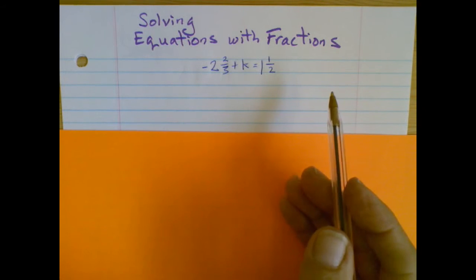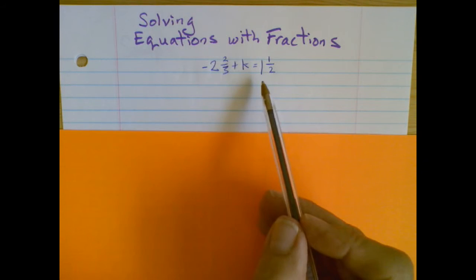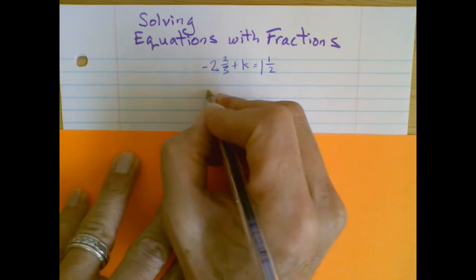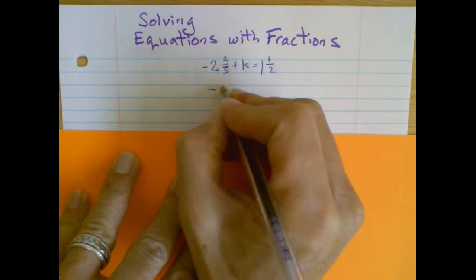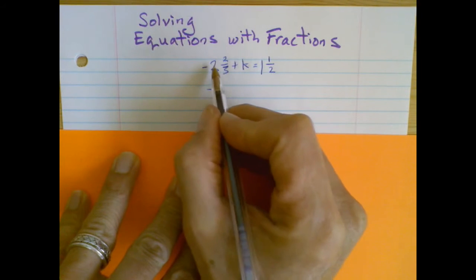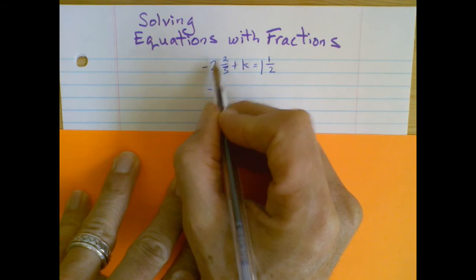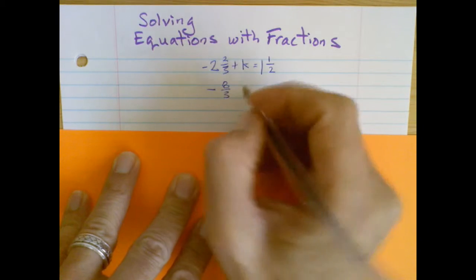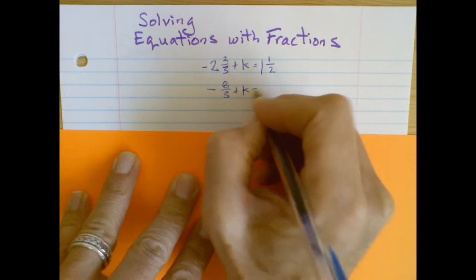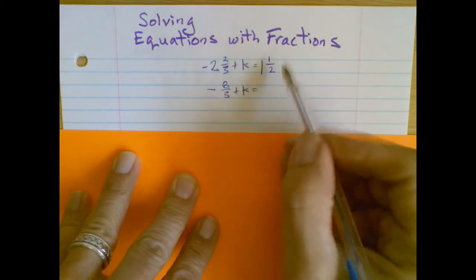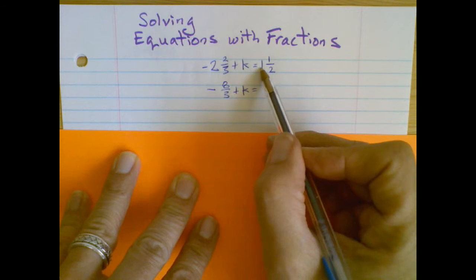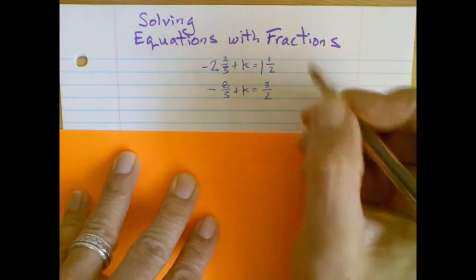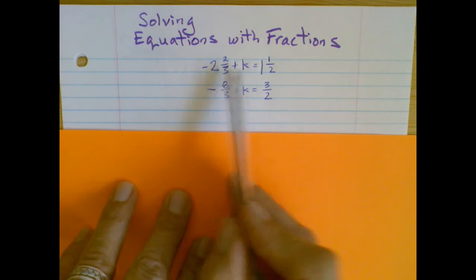One first step I could take is to convert everything to an improper fraction, and that would have less written on the page, which is sometimes nice as a way to clean up. So 3 times 2 is 6, plus 2 is 8. So this changes to negative 8/3 plus k equals, we'll do the same thing to this side, 2 times 1 is 2, plus 1 is 3 halves. So already it looks a little less cluttered than the first step.